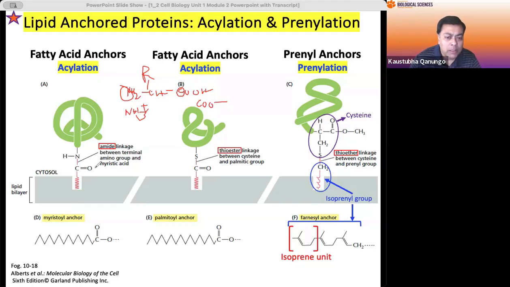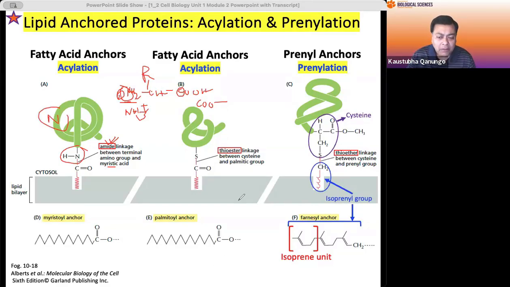So here, what we are looking at, this is the bond with the N-terminal. It's an amide linkage between the terminal amino group and a myristic acid. So this is basically anchoring a protein from the N-terminal of it. So this is your N-terminal anchor.